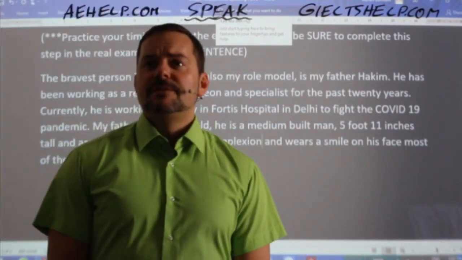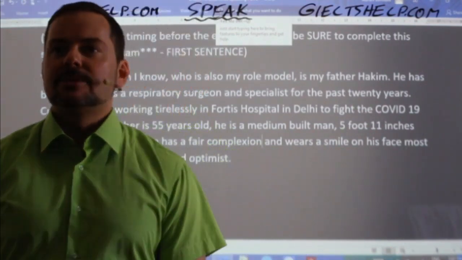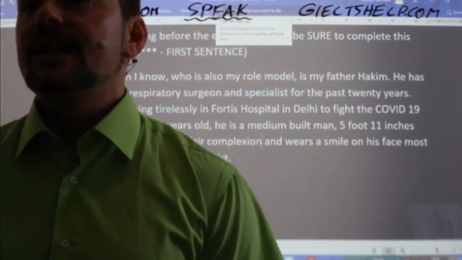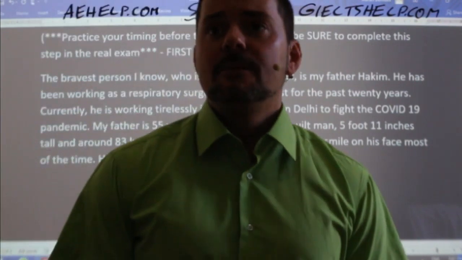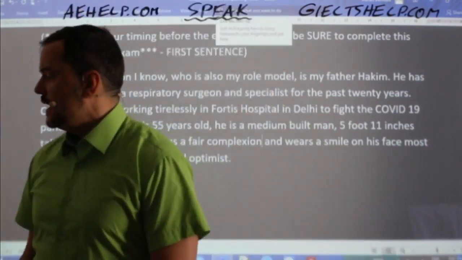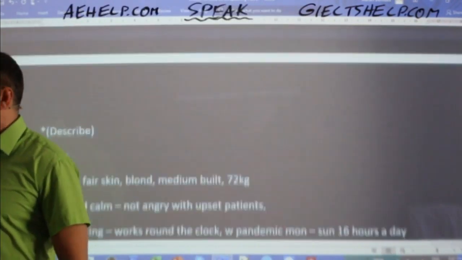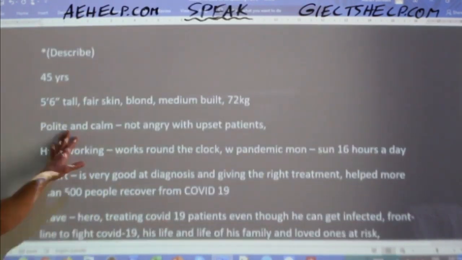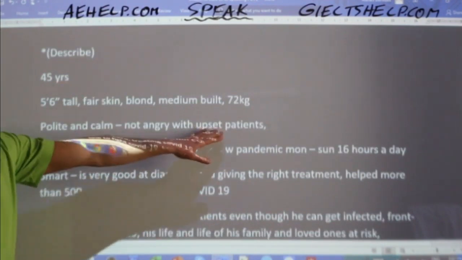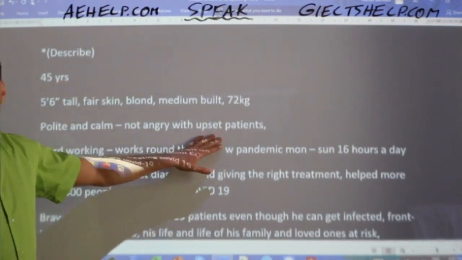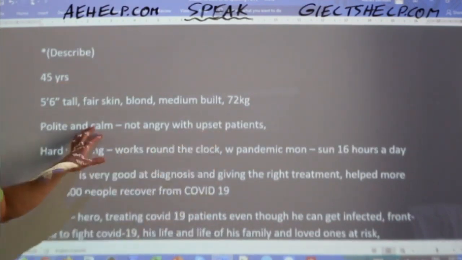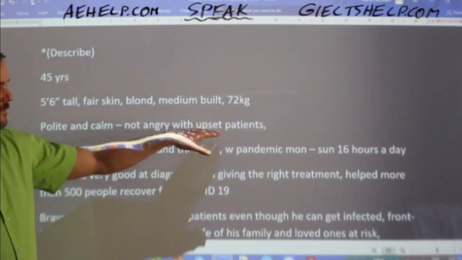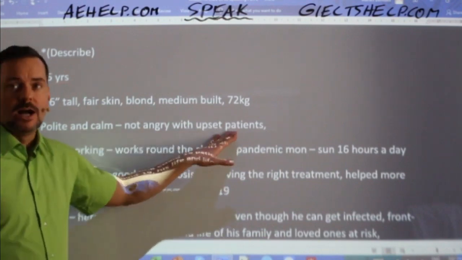Roshni says he is a very calm and magnanimous person. These days he works on the front line to fight COVID-19 and save patients' lives. Roshni, that's good. Careful, Roshni, when you have notes, make sure you use them correctly. So polite and calm, not angry or upset with patients. So if you're going to say that he's calm, Roshni, then make sure that you're using some of the information from your notes on that action as well.